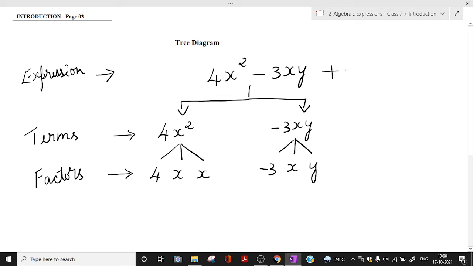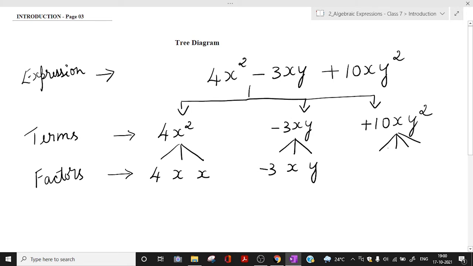Let us say I have plus 10xy squared. Then I have one more term, which is plus 10xy squared. And what is it made up of? What are its factors? We have plus 10, x and y squared, so y into y. This is how you draw a tree diagram. You can also add one more term over here.